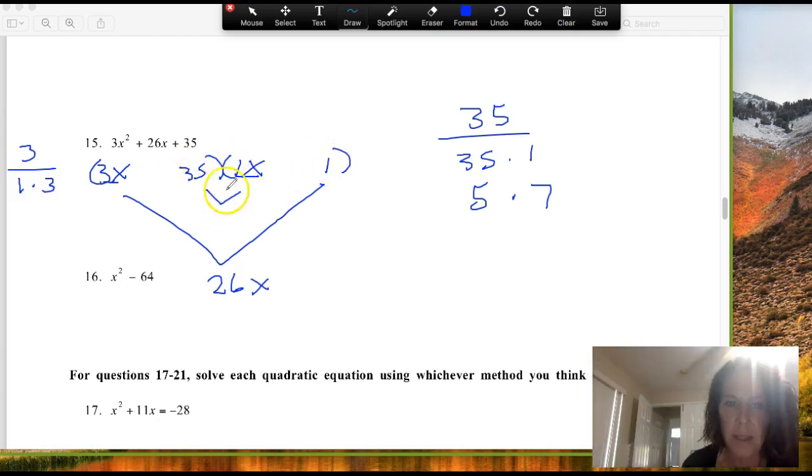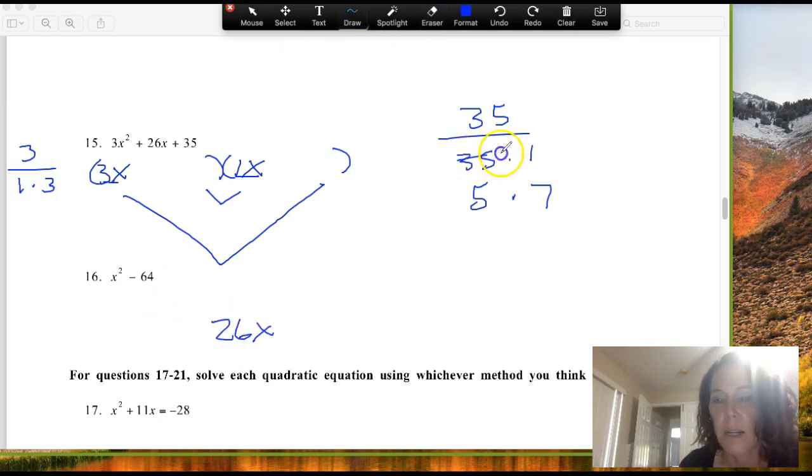When I multiply this out, I'm going to get 35x. And when I multiply this out, I'm going to get 3x. And 35x and 3x is not going to add up to be 26x. So it's not going to be that one. Let's go ahead and remember, I want it to be 26x. It's not going to be 35 and 1.